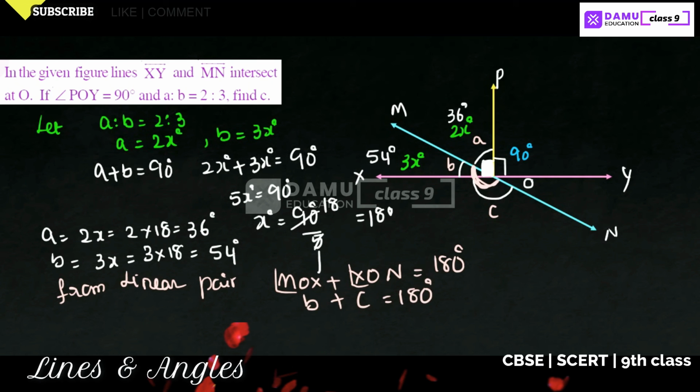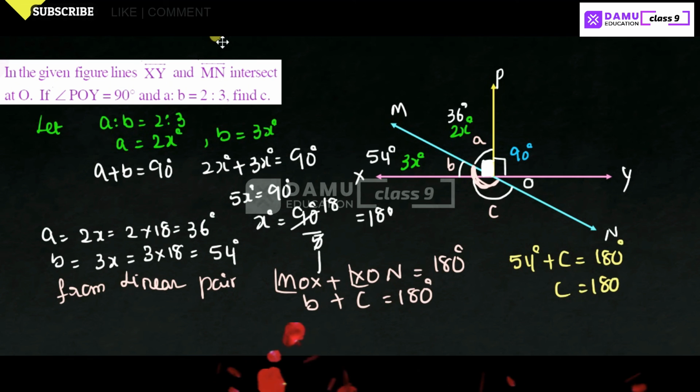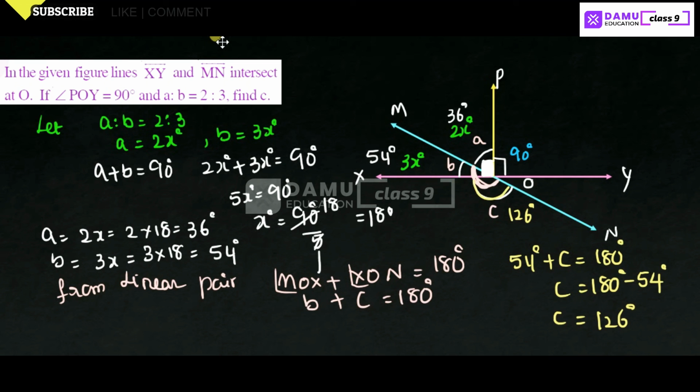Now we are going to change the values. So B is nothing but 54. So 54 plus C is 180 degrees. Then C will be equal to 180 minus 54. Then what will you get? C will be equal to 180 minus 54, which is 126. So here 126 degrees. So actually we have calculated 126 degrees.